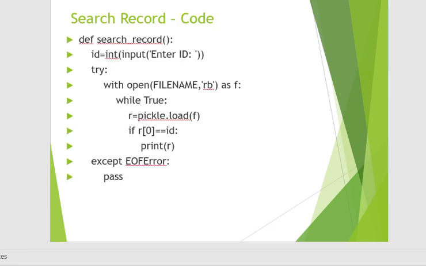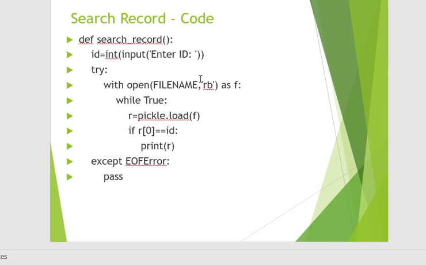Now the next function is for searching the records, and the function name is search_record. Using def we have declared the function, and we are searching the record on the basis of ID. So we have read the value of ID from the user using input as well as the int function. Again, when we are searching, we may have the file existing or not. So again we are using try and except with open file name, rb as f. This is the function to open the file, and we have read the file in read mode.